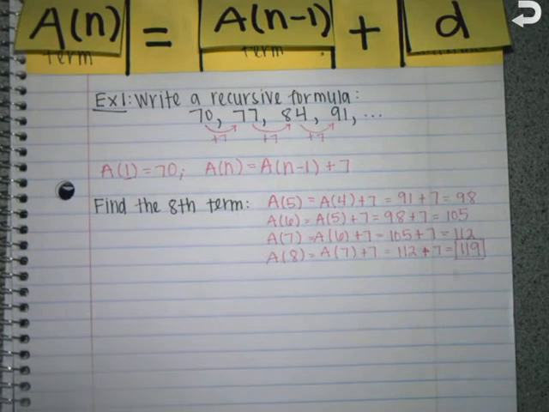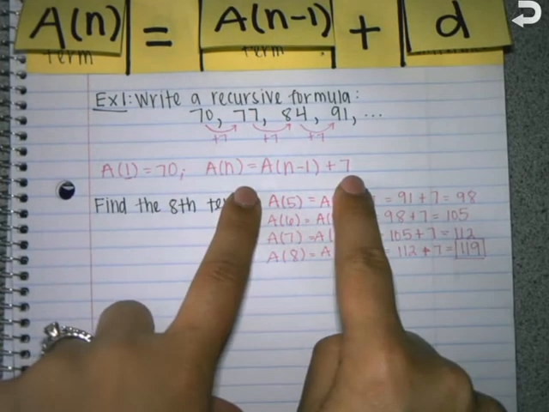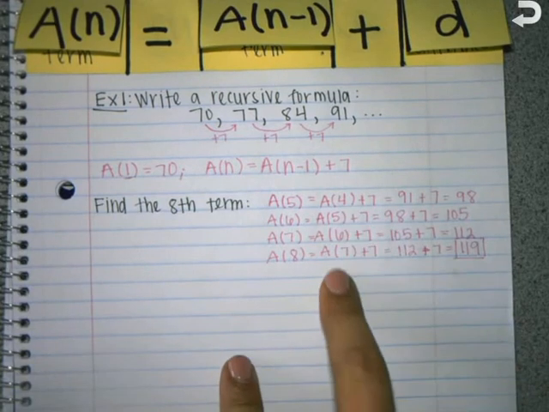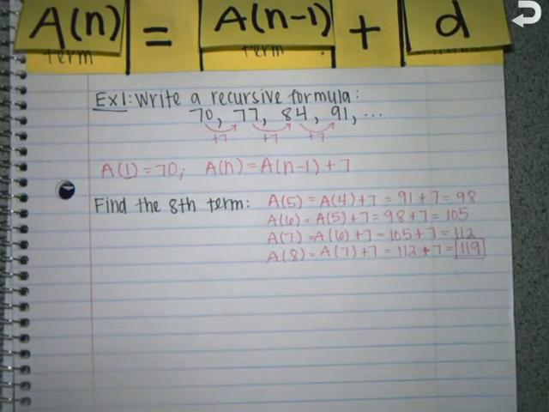Here's the kind of thing. The recursive formula is really easy to come up with, right? But it's kind of difficult to use. There is another formula. It is called the explicit formula.